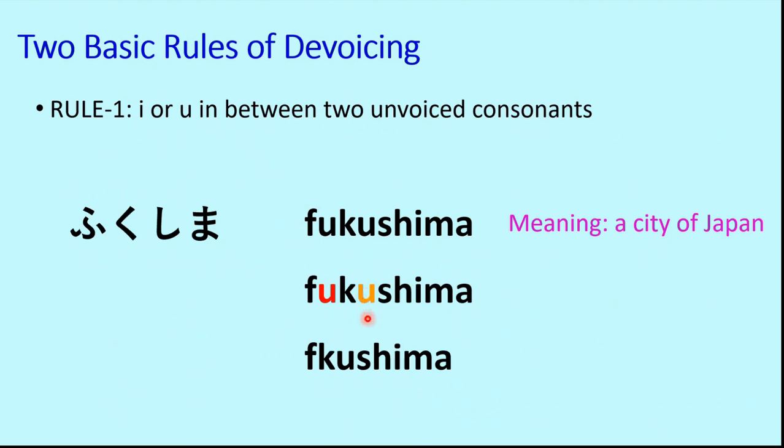The reason is, if a syllable is at a higher pitch accent than the following syllable, then the vowel of that high pitch syllable will not get devoiced. That means in Fukushima, ku is at a higher accent than shi. Ku is at a higher pitch accent than shi. That's why this ku will not get devoiced. So we have to devoice the first u and just say Fukushima.